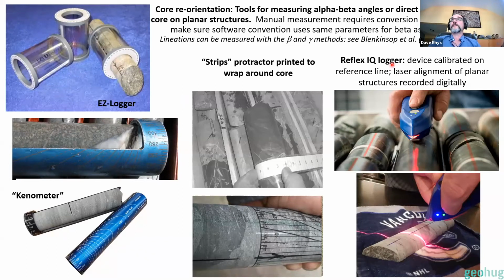Or you can use something like the Reflex IQ logger on the lower right to directly measure from core, and it will directly calculate what the orientations of the features are that you are highlighting with your laser pointer. And of course, you have to do this with a Vancouver Canucks pad underneath here for it to work properly.